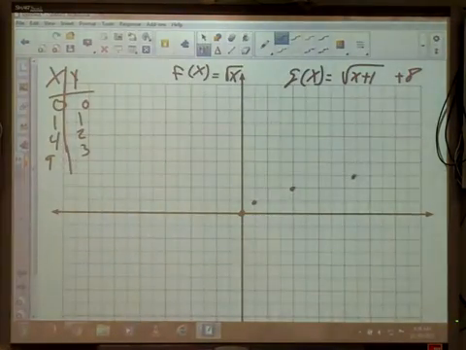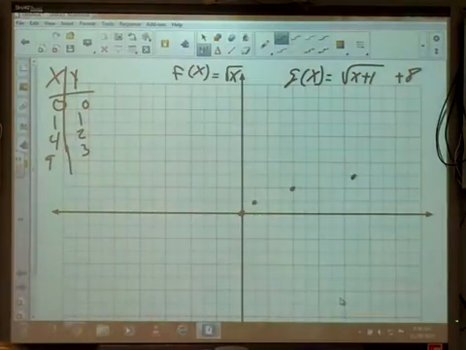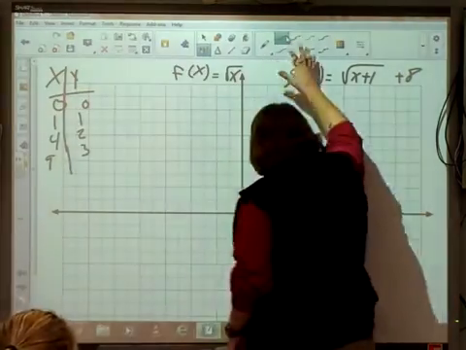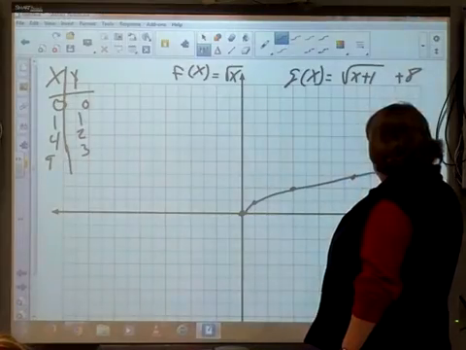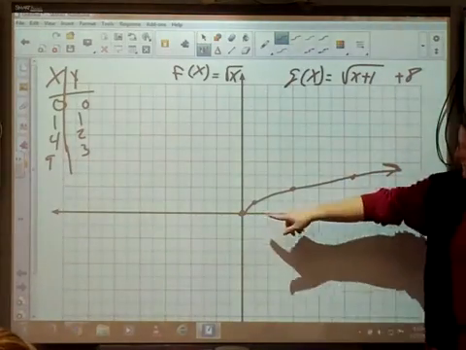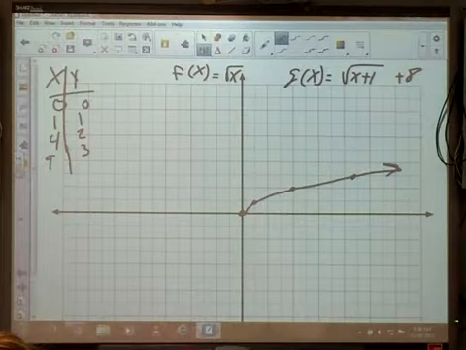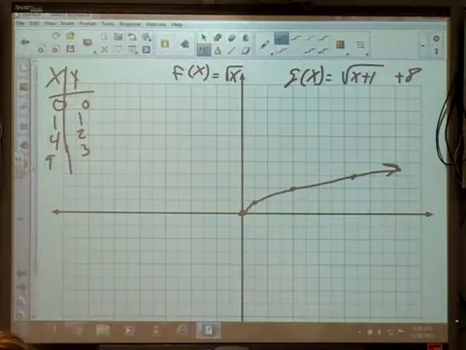I always say, and this is just my dumb way of thinking things, a square root graph is half of a parabola. Right? Because wouldn't the other half of the parabola be right there? Yeah, so that's my way of thinking. Alright, so pretty good on that one.